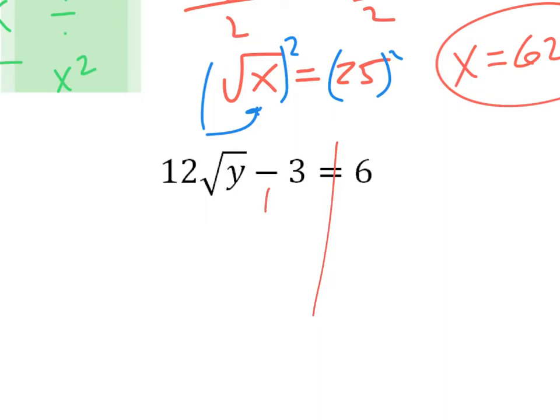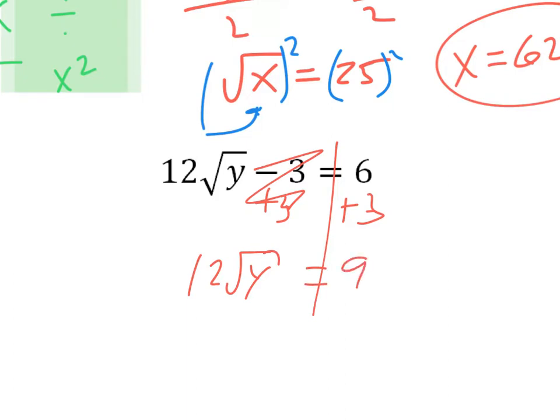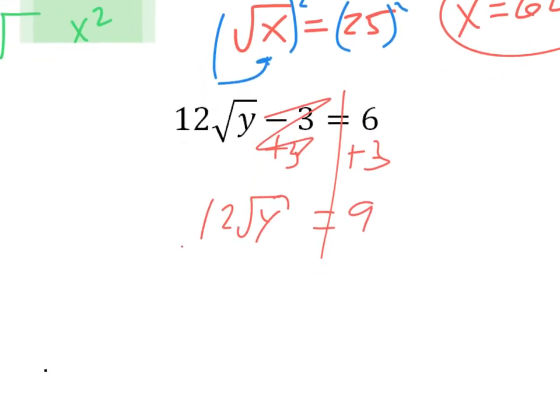Let's solve another one. This one looks pretty similar. I'm going to add 3 to both sides of the equation. 3's cancel out here. 12 square root of y is equal to 9 in this case after I've added the 3 to both sides. Again, trying to isolate my variable, divide both sides by 12. So the square root of y equals 9 over 12, which reduces to just 3/4.